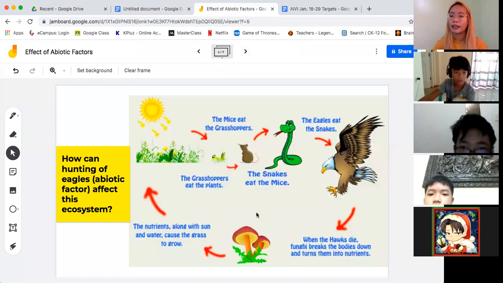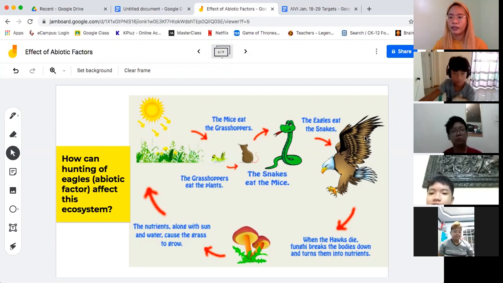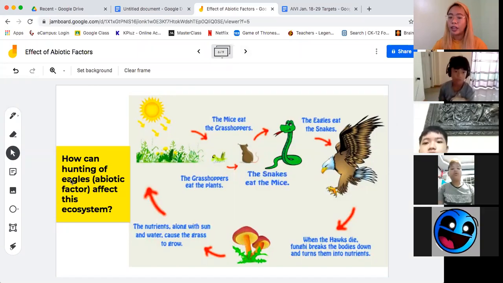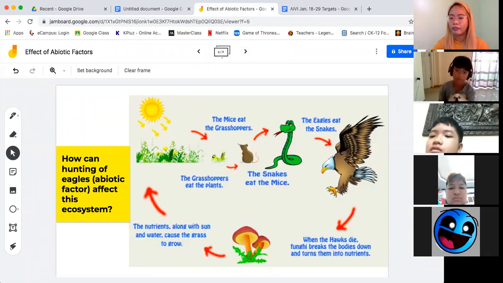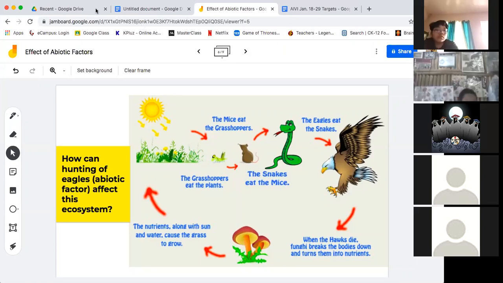So we are still looking at the same food chain, but this time our abiotic factor is a human activity, which we call the hunting of eagles. In what way do you think it will affect the ecosystem if more people will be hunting eagles? And if there will be an effect, will it be a positive or a negative effect? Okay, can anybody from the class share their answer? Will there be an effect if more people will be hunting eagles? And what kind of effect can we observe in this situation?